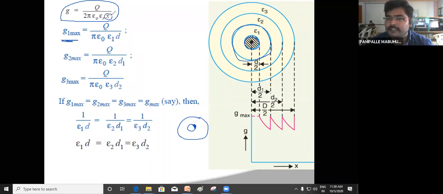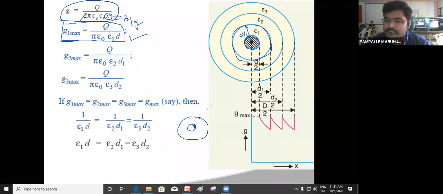So G1 max will be equal to Q by 2 pi epsilon naught epsilon r x. So what is the distance you have to consider here? So now here from here to here, the first layer you are considering. Here to here the distance is d by 2. So in place of x you are going to substitute d by 2. Now these 2 and these 2 will get cancelled. So G1 max will be Q by pi epsilon naught epsilon 1 into d.